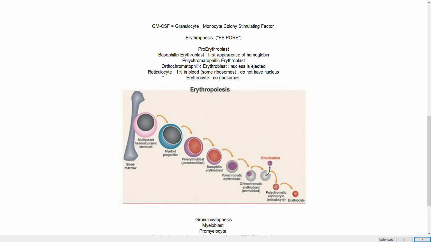So reticulocytes, the immature erythrocytes that you'll see sometimes in the blood, even though they're pretty rare, 1% of blood cells are reticulocytes, they have no nucleus, but they do have ribosomes. So that's one major difference between a reticulocyte and an erythrocyte. You will not see ribosomes. They have also been ejected in the erythrocyte.